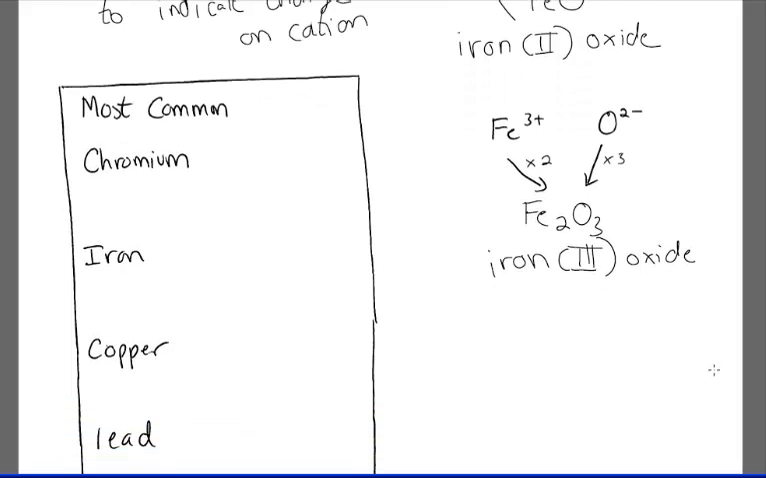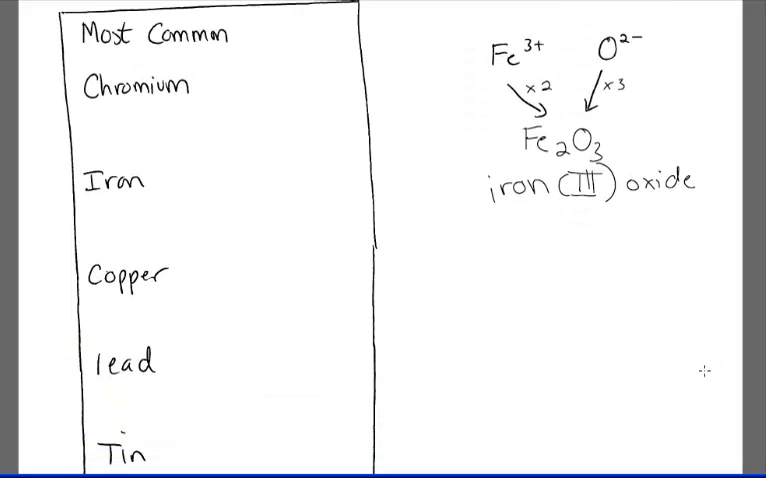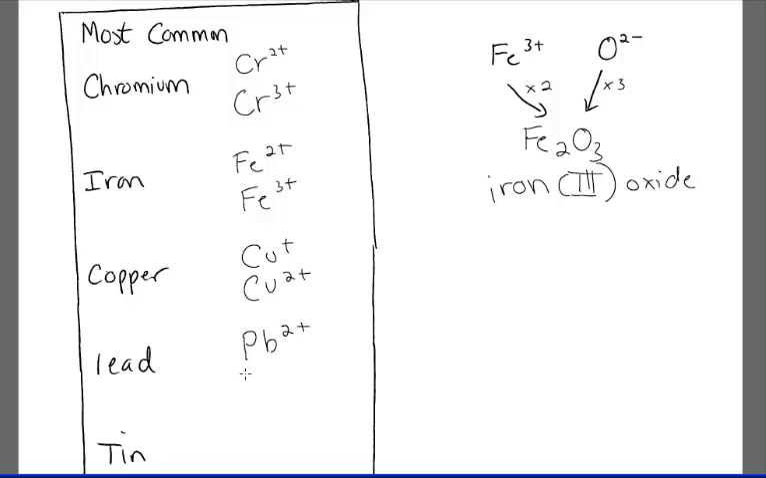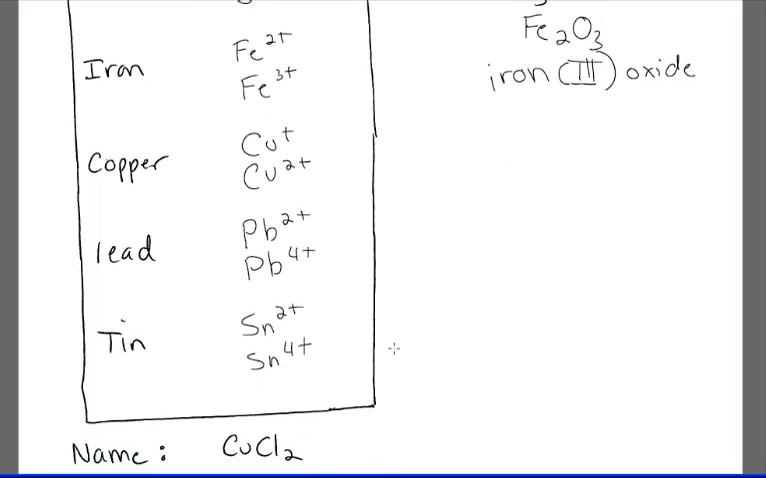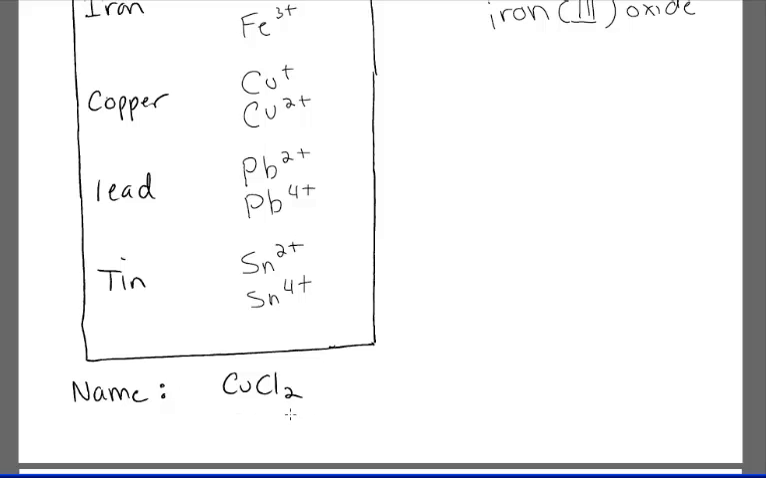All right, and there are certain metals that I'd like you to know have more than one charge or oxidation state, and these are the most common ones. Chromium could be Cr2+ or Cr3+. Iron, which I just did, can be 2+ or 3+. Copper can be 1+ or 2+. Lead will be 2+ or 4+. And finally, tin can be 2+ and 4+. So these are the most common ones. All right, so try one problem. Try to name this compound.